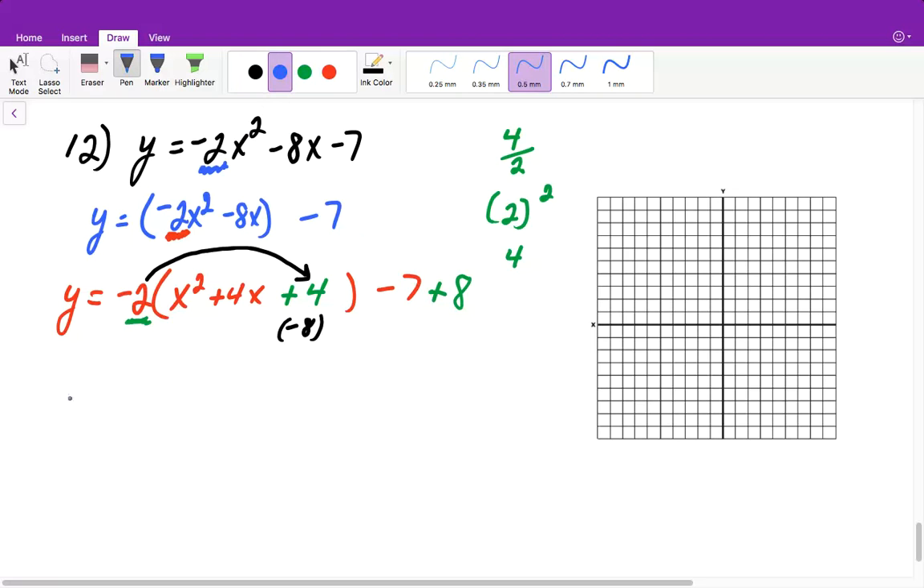And then we're going to factor it out. So y is equal to negative 2. Remember, after we complete the square, it's always going to factor into a binomial square. We can take the square root of x squared and the square root of 4, so it gives me x and 2. And whatever sign we have here is the sign that we put in between. And negative 7 plus 8 gives me plus 1. I'm going to move this down a little bit first.